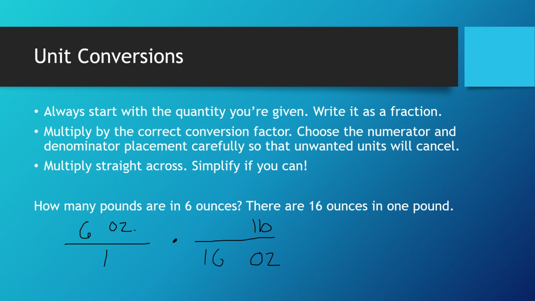16 ounces is equal to 1 pound. And now if you look, the ounces on top and bottom will cancel with each other, and I multiply fractions straight across. So I have a 6 times 1 on top and a 1 times 16 on bottom. My only unit that's left is pounds, and then I can simplify that answer. It would be 3/8 of a pound.